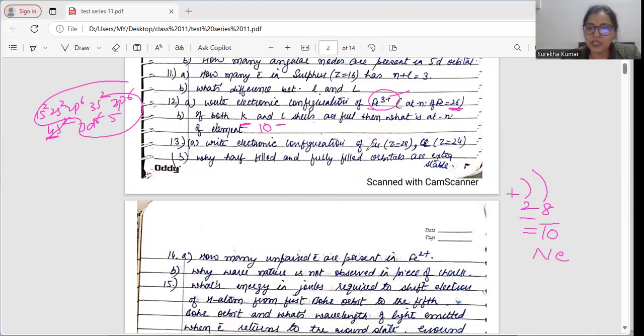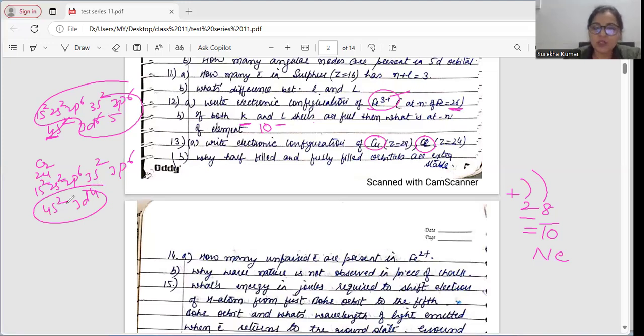Write the electronic configuration of copper and chromium. Both of these are exceptional cases. How? Let me tell you. Let us take the configuration of chromium first. 24 total: 1s2, 2s2, 2p6, 3s2, 3p6, 4s2, 3d4. It should be this configuration, but it is exceptional. Why? Because one electron is shifted from 4s to 3d. Because the 3d5 configuration is more stable than 3d4, as it is exactly half-filled.